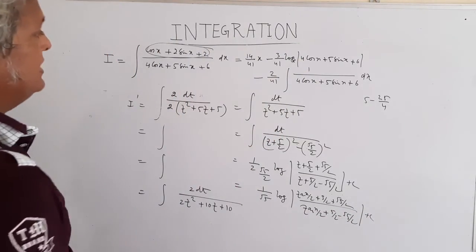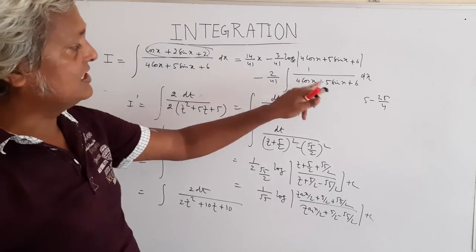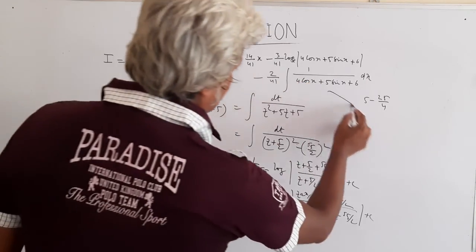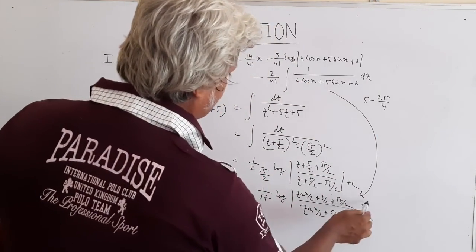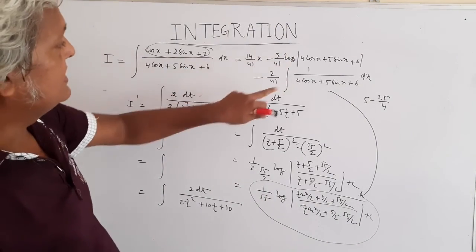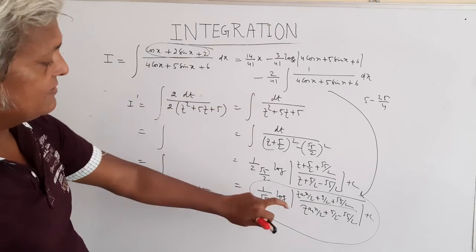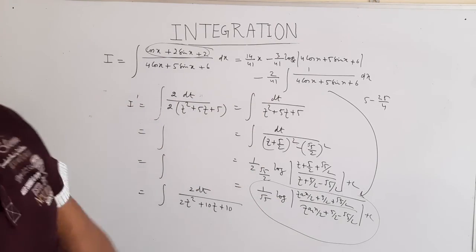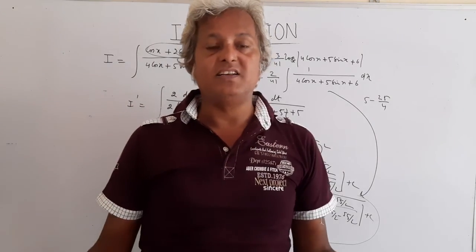So this is done. So my final answer for this particular expression is this. Your answer will be this, minus 2 over 41 times this whole term, and this is how this particular question can be solved. So we have done this kind of forms.